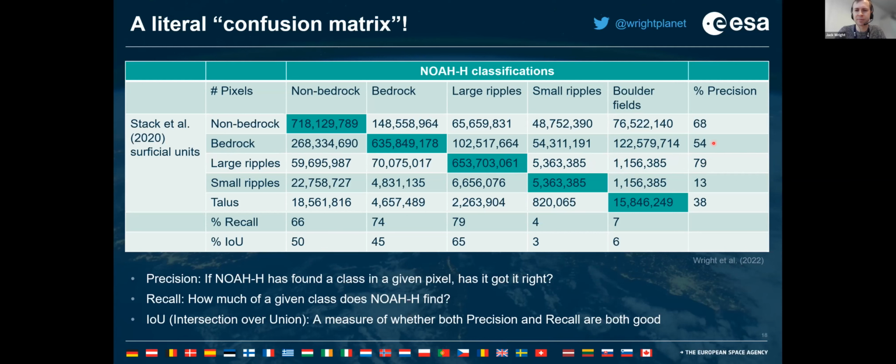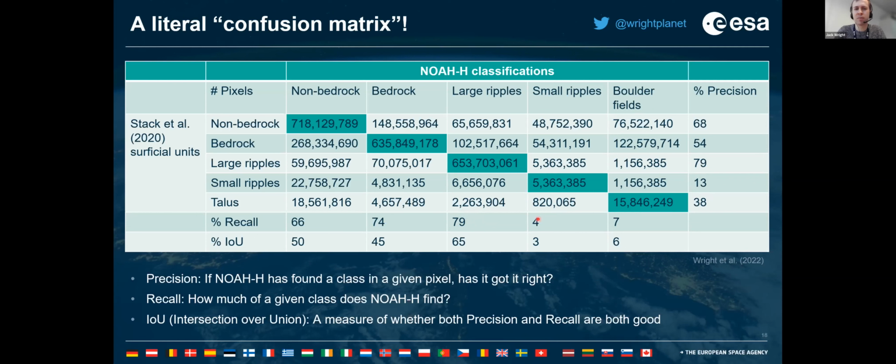And you can see these percentages of precision here. Precision is a statistic used to measure the quality of a machine learning output. And precision, in our case, basically means if NOAA-H has found a class in a given pixel, is it the right one? And so 79% of the time for the large ripples class, NOAA-H is getting it right, which is good. And then another statistic we can use is called recall, which in our case basically means how much of a given class does NOAA-H find? Is it able to find all of the class that is present? And again, very good statistics for large ripples.